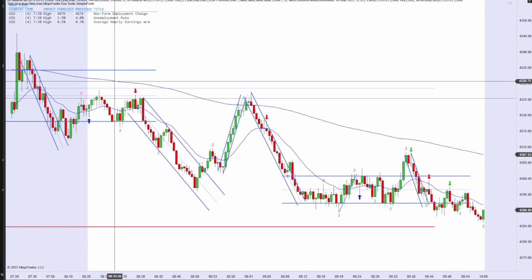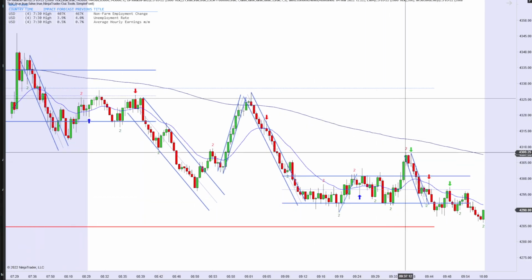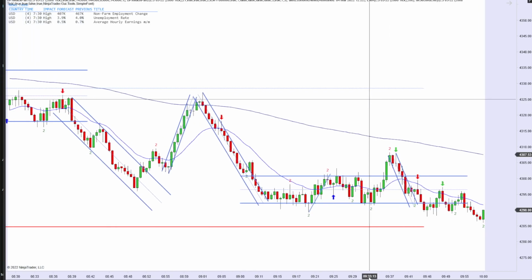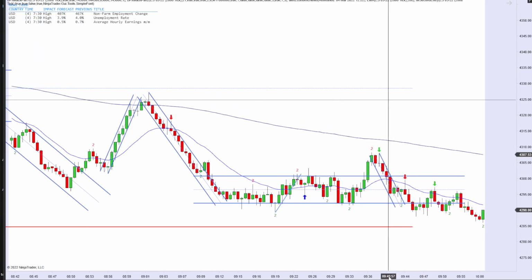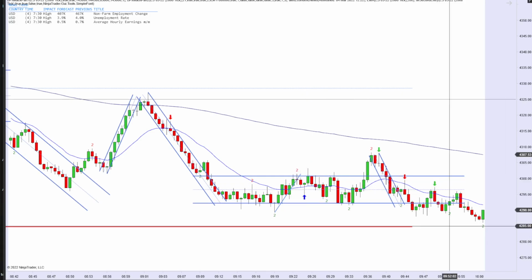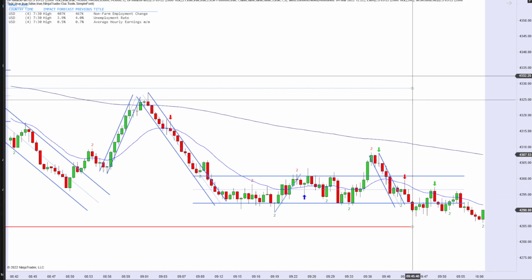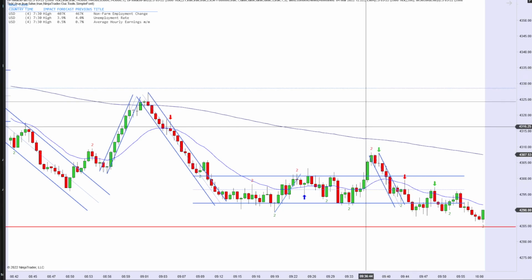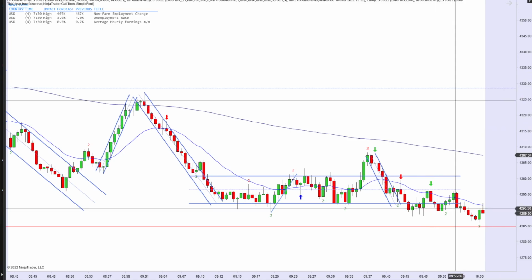So 1, 2, 3, 4, 5, 6, 7 potential trades. I traded 4 of them. I traded 3 of them, but because I missed this one just left without me. But regardless, let's continue to go on and see how the day would have progressed.